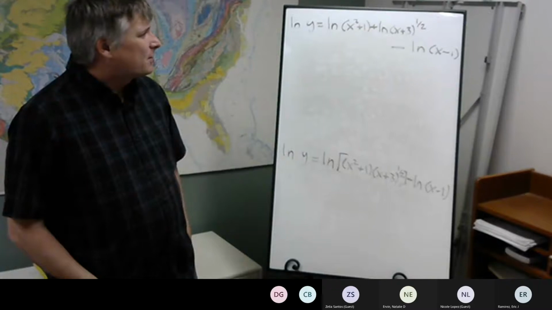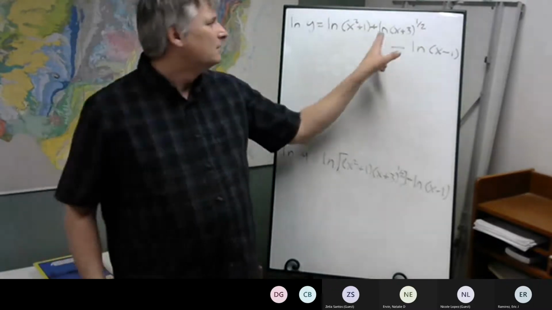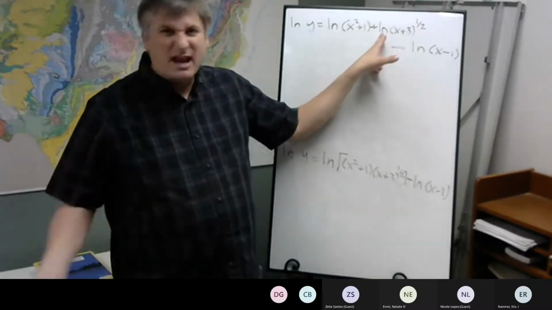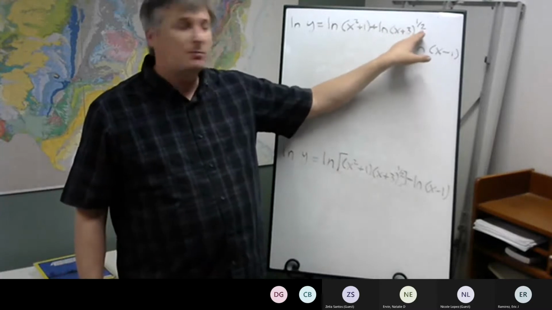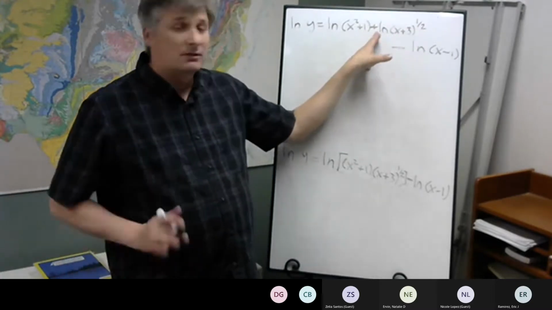And then we've got another property we could introduce. You've got a logarithm, could be natural, could be log base 10. We have something here with an exponent. The exponent is going to hop down.